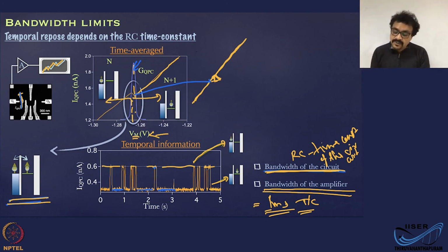So not only the filter setting, but also the RC time constant of the circuit will fall in a similar ballpark, in a similar regime. You can think of the quantum point contact in this measurement regime as being around 100 kilo-ohms, and you can assume that the wire has nanofarads of capacitance. When you put all these things together, you will see it's again a few tens of kilohertz at maximum. That is the fastest you can measure by this technique.